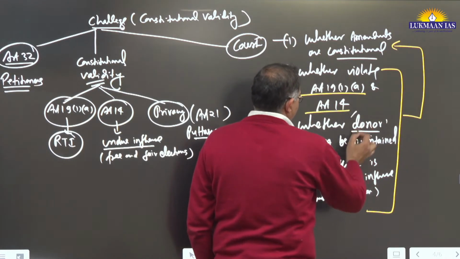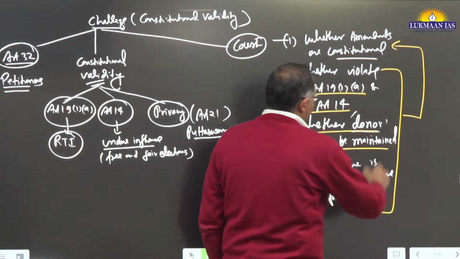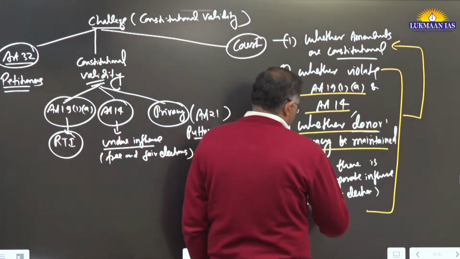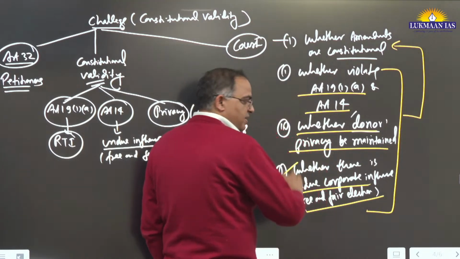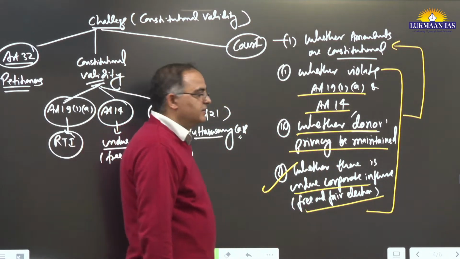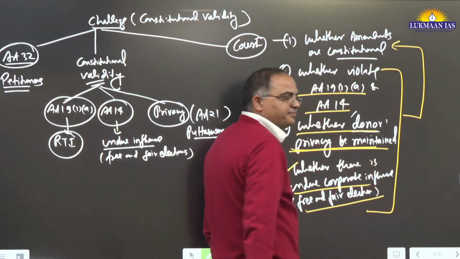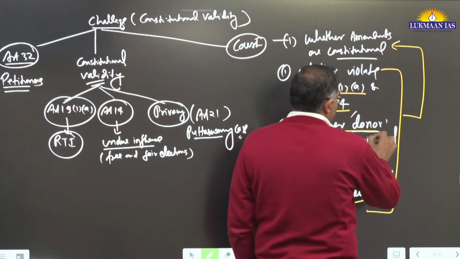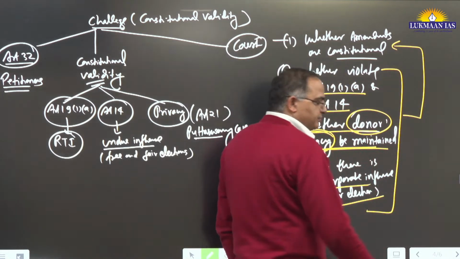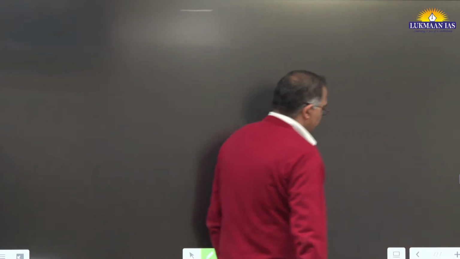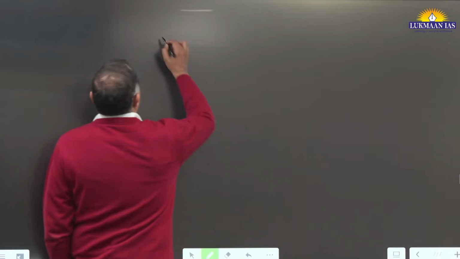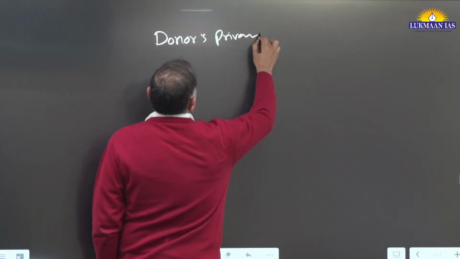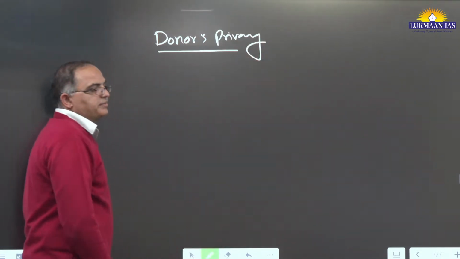This we have proved, and privacy, whether they can maintain privacy. It has become clear from here that they cannot maintain privacy, but we'll come to this. And whether there is undue influence, it is clear they have undue influence, right? Now can they maintain privacy? Means donors' privacy, can we maintain it? Donors' privacy.